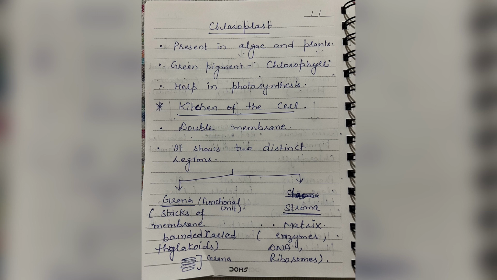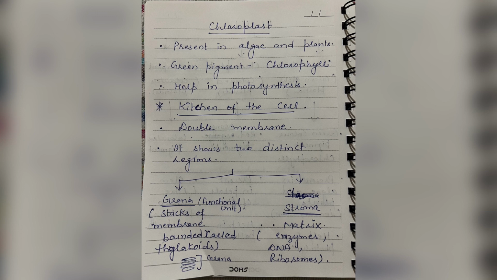Next, we need to explain the chloroplast in detail, as it is in your syllabus. So chloroplast, I already told you, is present in the algae and the green plants. It has a green color pigment, chlorophyll, and helps in photosynthesis. Chloroplast is also known as the kitchen of the cell. This question is also important in CBSE exams: which organelle is known as the kitchen of the cell? The answer will be the chloroplast.